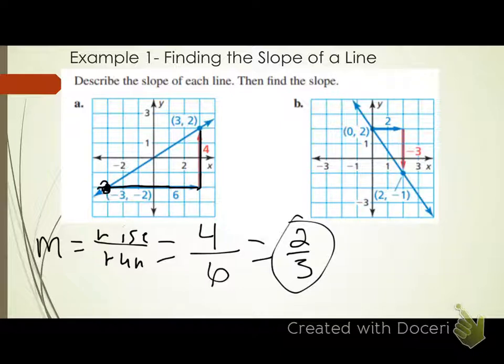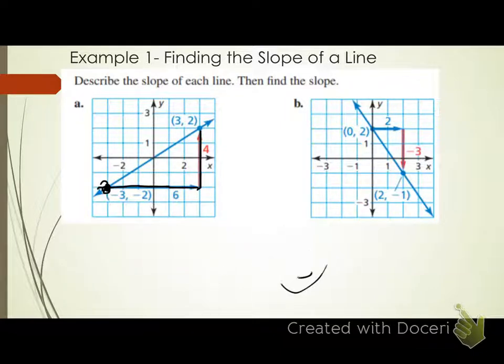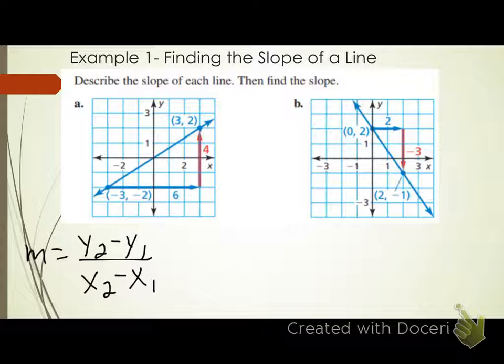Can I go ahead and erase? I can use my slope formula. So, what are my 2 ordered pairs that I'm given on my graph? (3, 2), (-3, -2). Correct? So can anyone raise your hand and tell me what I mean by y2, y1, x2, x1? Negative 2 minus 2 for the top row. Very good. Negative 3 minus 3 for the bottom.